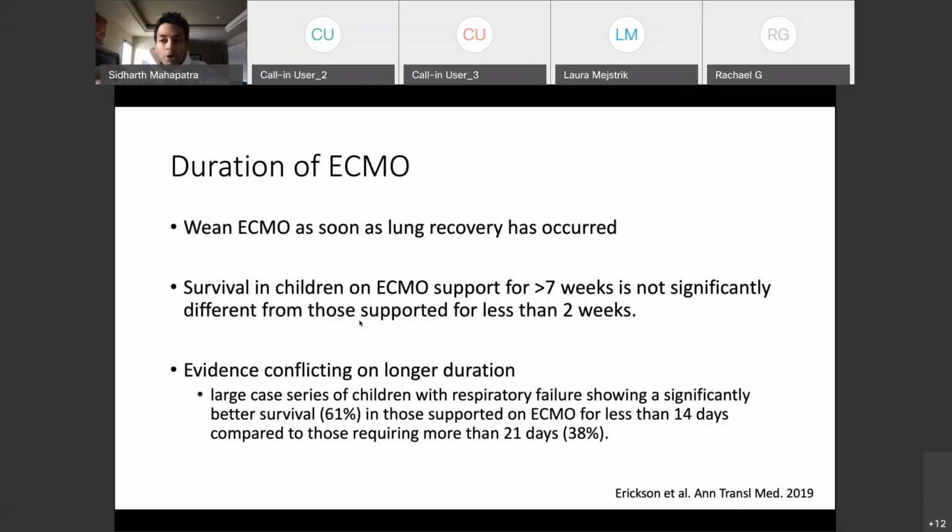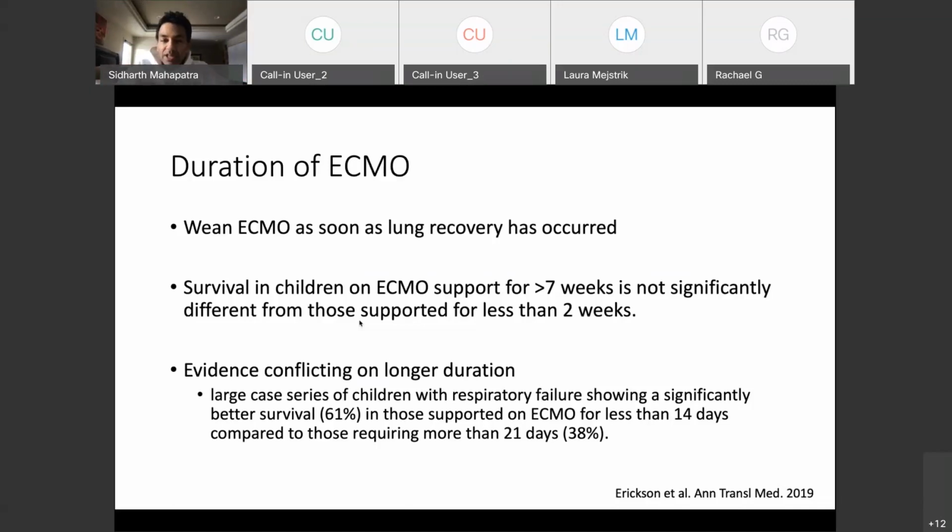We don't know, right? I spoke about PARDS a few slides ago and said, looking at 7 to 10 days at least. Consider a patient that comes in, gets ventilated, and then gets put on ECMO. That's going to take about 2 to 3 days, potentially, to get them on ECMO. And then you're considering another 7 days of ARDS, and that's about a 10-day period already, right? So what does that mean for a patient on ECMO? Survival in children on ECMO support for more than 7 weeks was not different than 2 weeks. So if you're from 7 days to 14 days, your survival wasn't significantly different. But anything more than that could be detrimental.